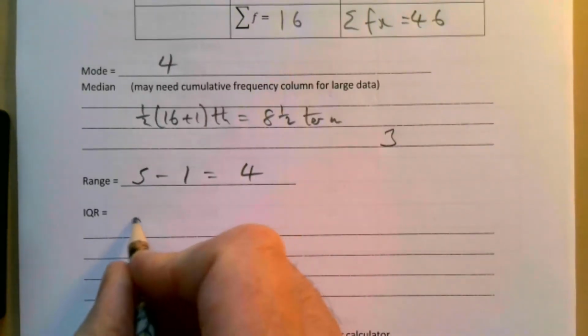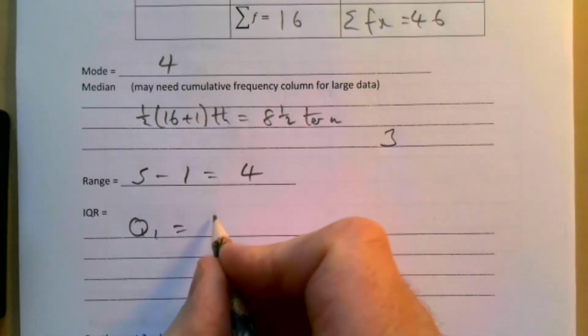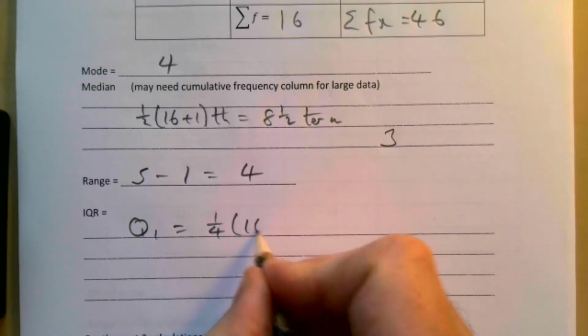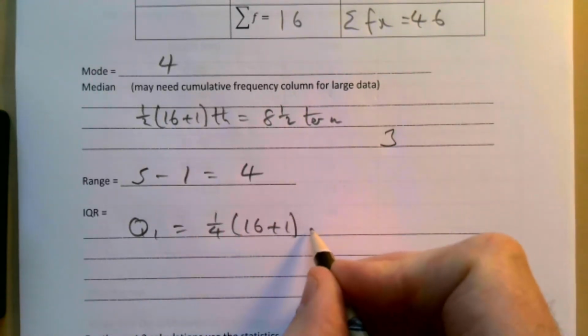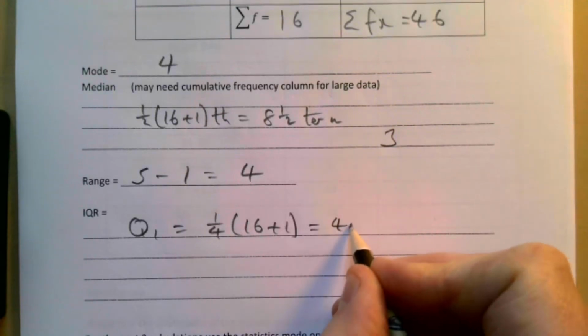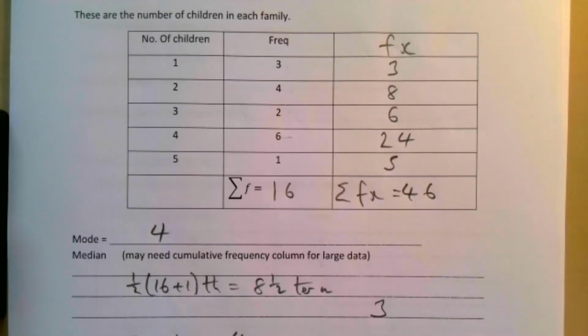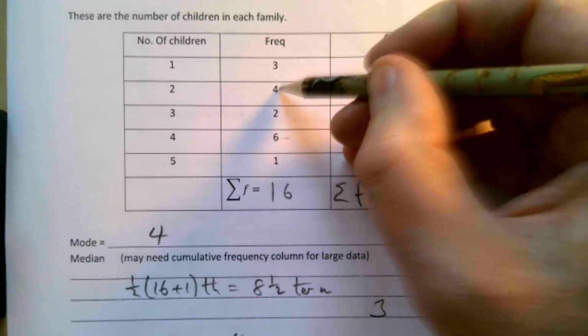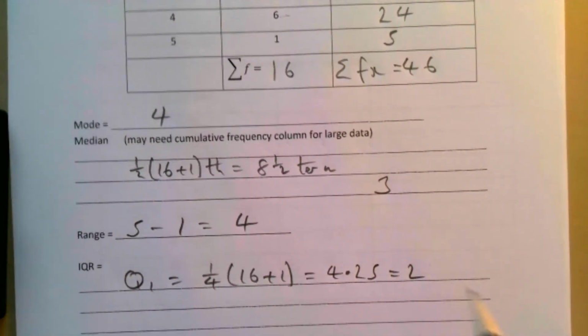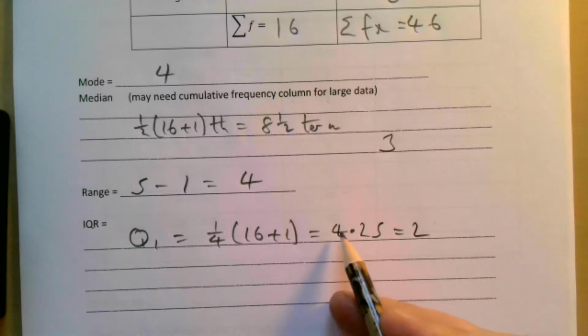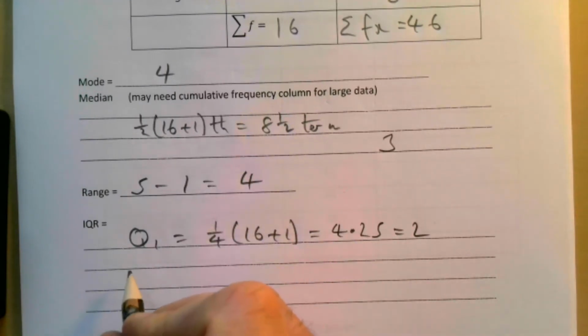Interquartile range, so our Q1 is going to be a quarter of 16 plus 1, 4.25, so kind of in between the 4th and the 5th term is effectively what we're looking for, so that's easy there, it's just going to be 2. Don't be panicking too much about this quarter and stuff, we're effectively looking in between 4 and 5.